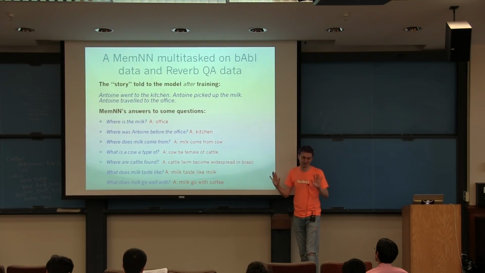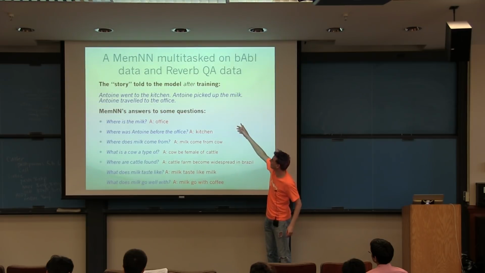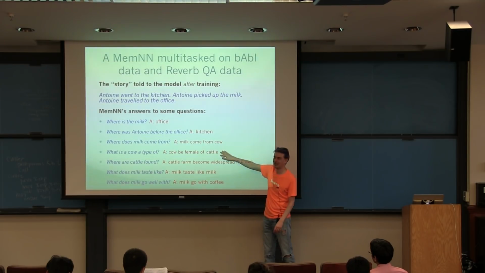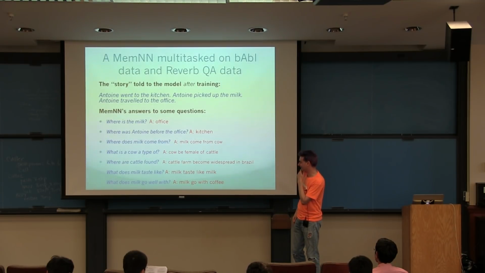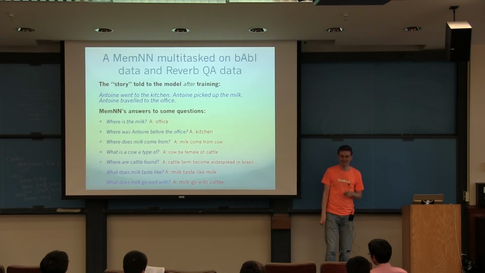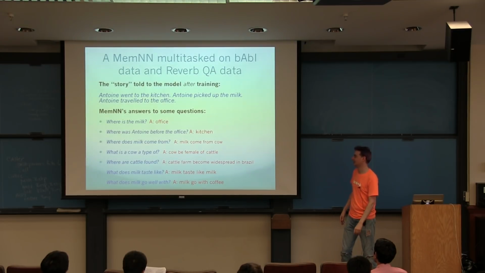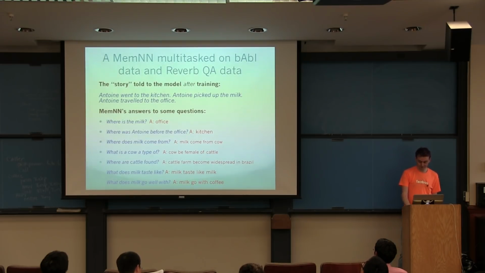So it doesn't always work very well, but here it's like, where is the milk? It's in the office, from the story. But then, where does milk come from? Milk come from cow. This kind of stuff is extracted from Reverb, and some of them are pretty stupid. Like, what does milk taste? Milk tastes like milk. But milk go coffee. But you can imagine this kind of like Eliza 2015, basically, that you could make a really dumb chatbot with this kind of thing.